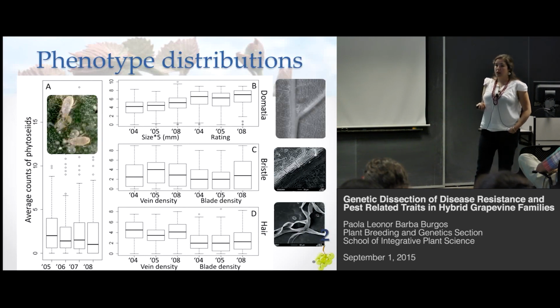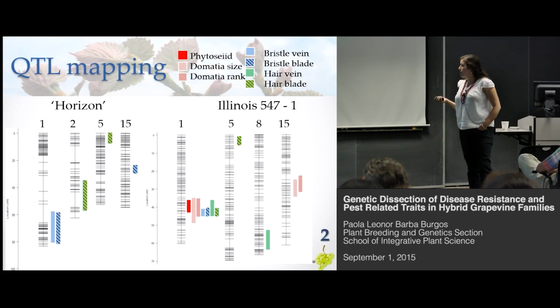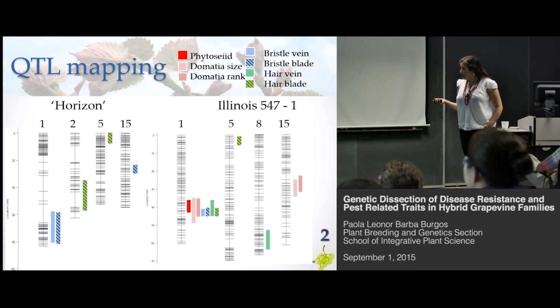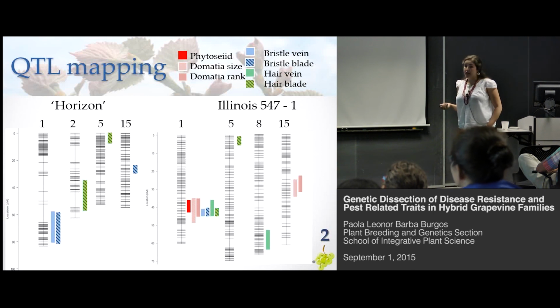So this is the result for the QTL mapping. We found several QTLs for this. We had mostly additive models for this. What I want to highlight first, we find a QTL for Phytoseiid abundance in chromosome 1 of the Illinois parents, which is interesting because it's a different trophic level.